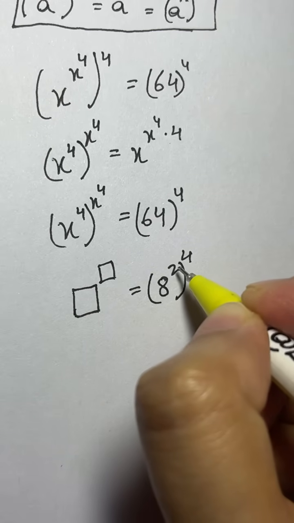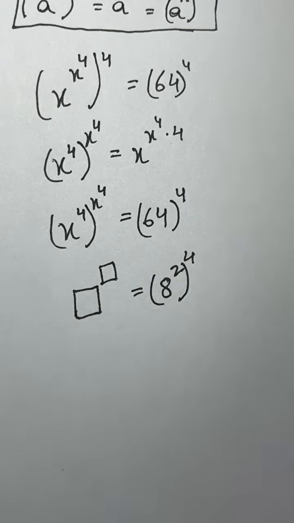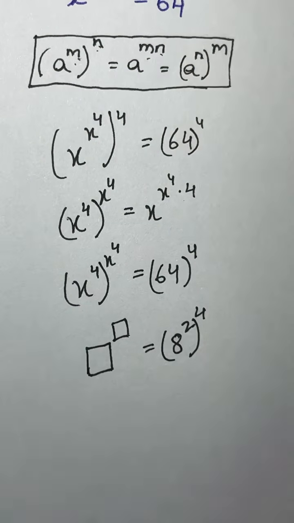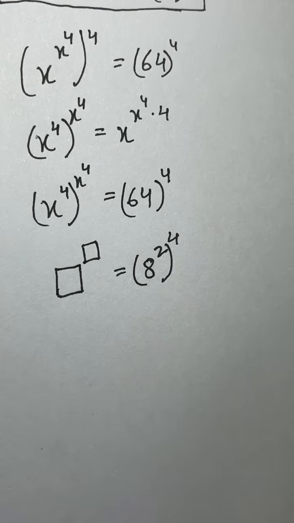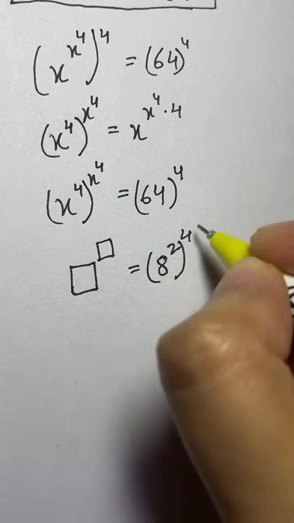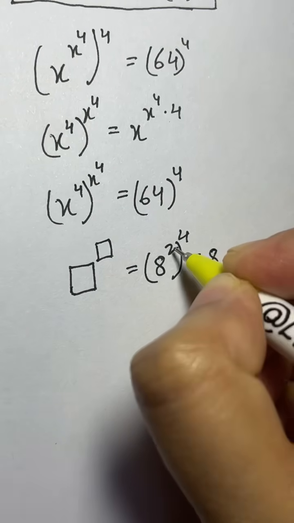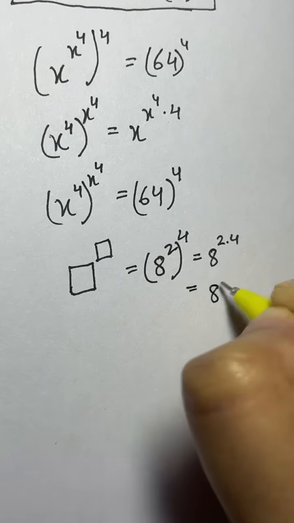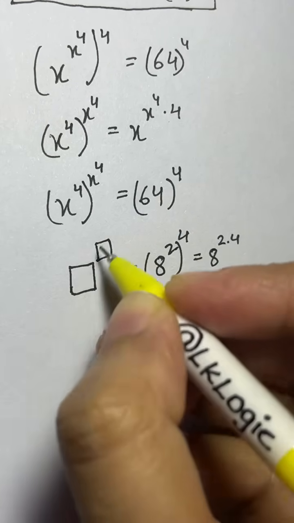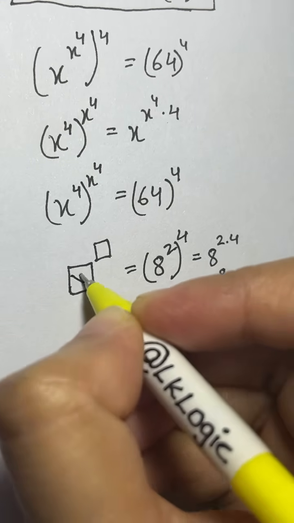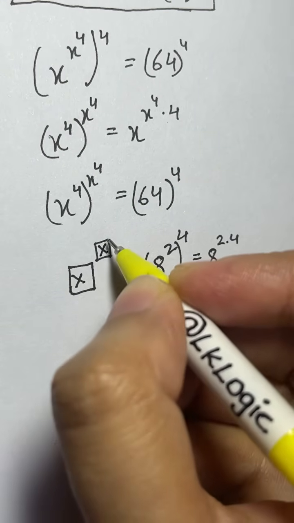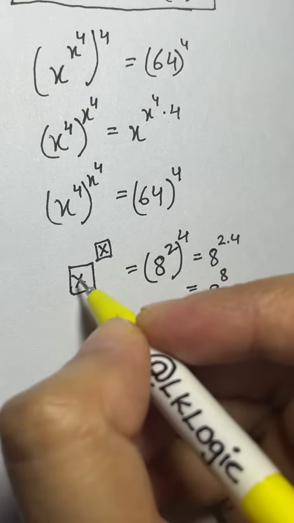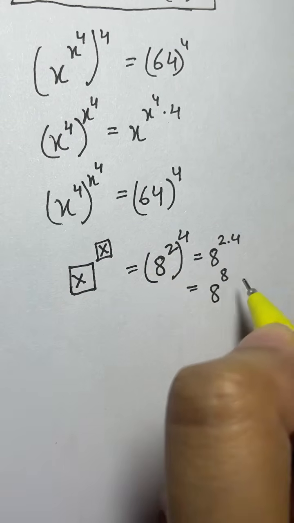Now the same law applies here: power to power, the powers get multiplied. So we have 8 to the power of 2 times 4, 2 multiplied by 4, which is equal to 8 to the power of 8. And that's the thing, like x to the power of x, something to the power of itself: 8 to the power of 8, the base is the same as the power.